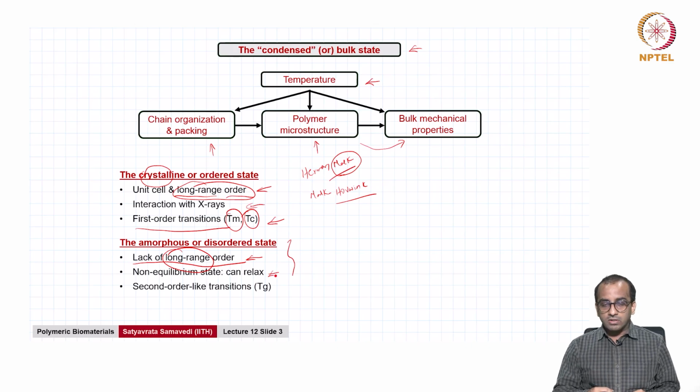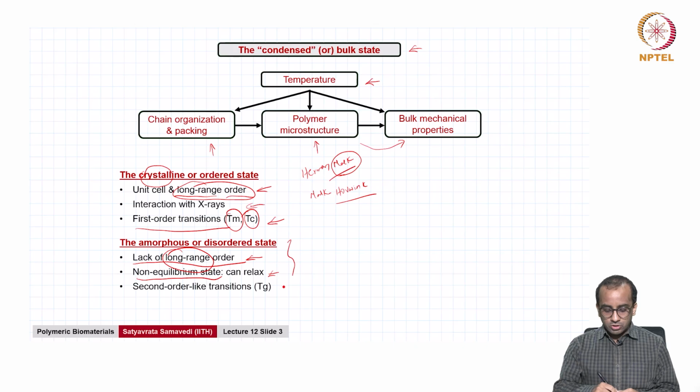And unlike the ordered crystalline state, the amorphous state is a non-equilibrium state, which means the amorphous domains under the right set of conditions can relax over time and also induce crystallinity with time. So, for some semi-crystalline polymers, for example, annealing them at certain temperatures can give just enough thermal energy for the chains to go past the glass transition temperature and over time start to relax. And it all comes from the fact that the state is a non-equilibrium state.